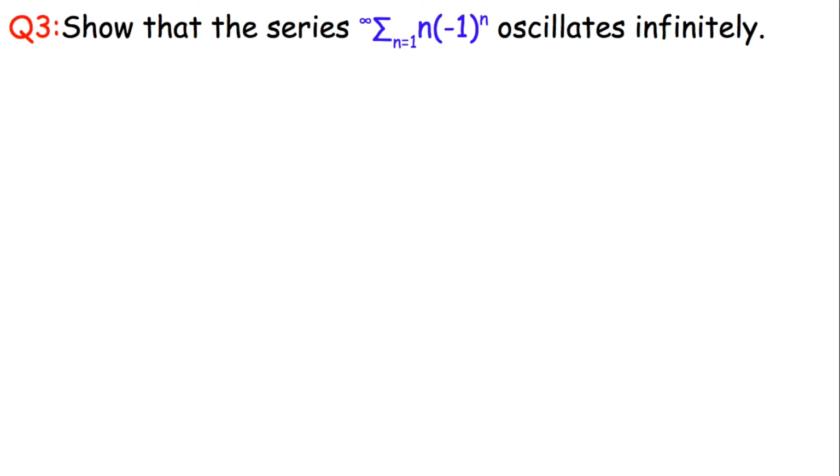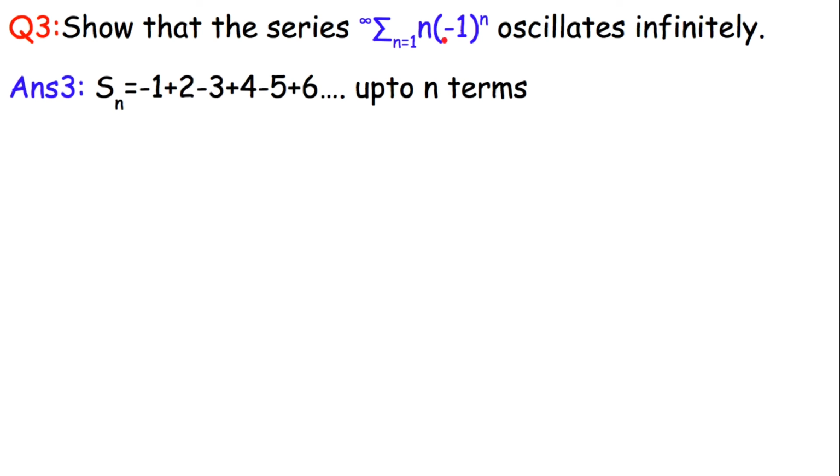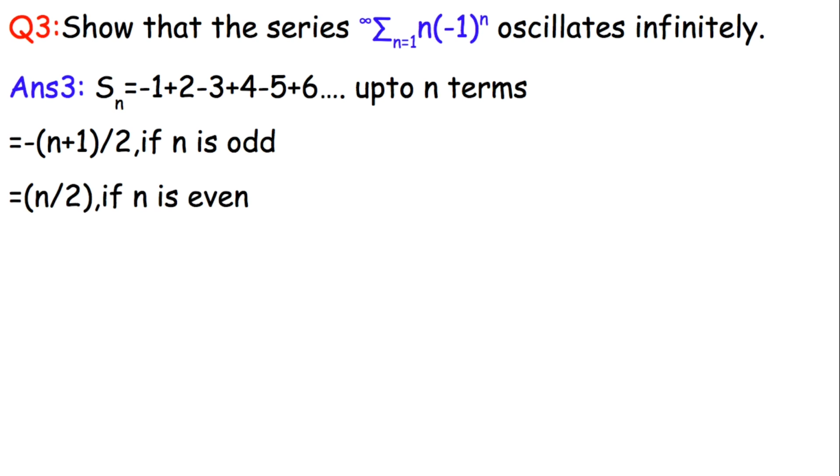And now let's look at the third example. Show that the series sum from n equals 1 to infinity of n into minus 1 whole raised to power n oscillates infinitely. So Sn is minus 1 plus 2 minus 3 plus 4 minus 5 plus up to n terms. We will get minus of n plus 1 upon 2 if n is odd, and n by 2 if n is even.